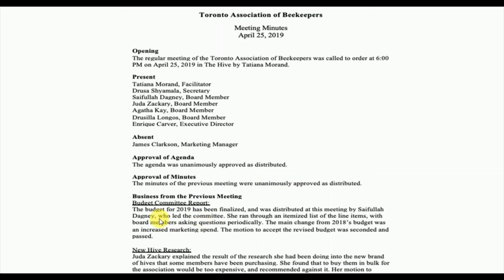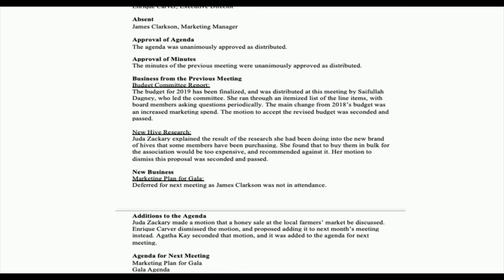Then the next step is business from the previous meeting. Any motions or topics that were previously raised, you have to write down a brief description of what took place, and whether they were approved or rejected. So you have to write down all sorts of that stuff in this particular paragraph. Okay, then if we carry on, there we go.